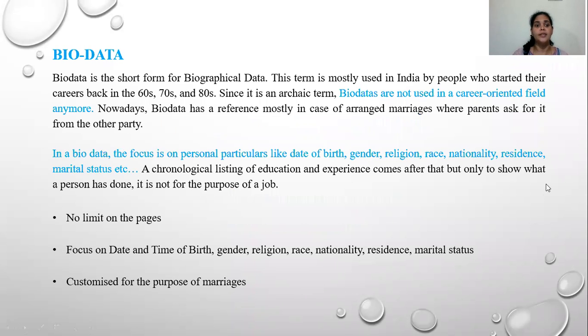Biodata. So biodata is nothing but biographical data. Actually, in the 60s and 70s, we used this biographical data to write our details, our credentials, our certificates, everything in that. But now it is mostly used only for searching, submitting it for arranged marriages, where our complete details of date of birth, gender, religion, race, nationality, etc. are filled in. So these days we are not following biodata for submitting it for a particular job. Biodata is mostly restricted to the purpose of marriages.